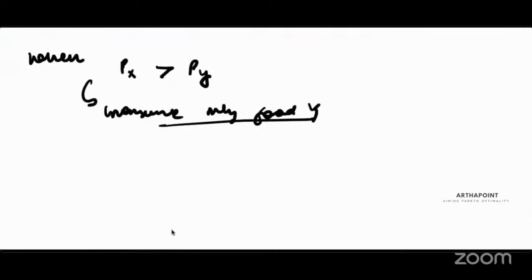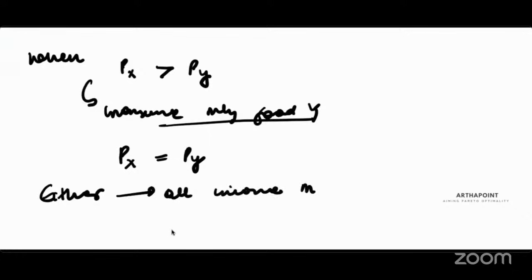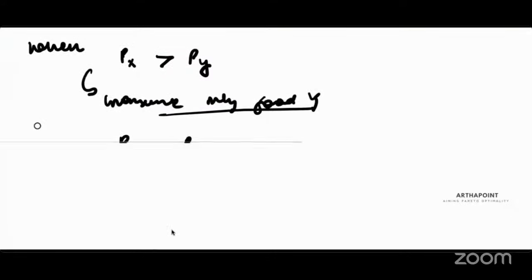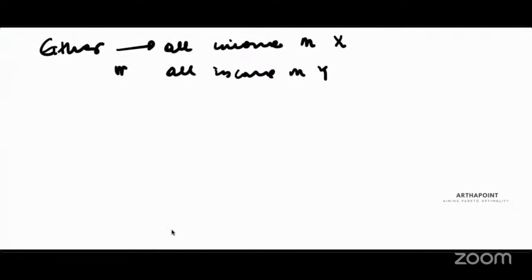With only one exception, that when Px is equal to Py, even when the prices are equal, either you spend all your income on X or all your income on Y, but not a combination of them. Otherwise, they're acting as substitute goods. Whichever is cheaper, buy that, you will get more of that. So here, I can go ahead from here and solve it exactly like substitute goods.